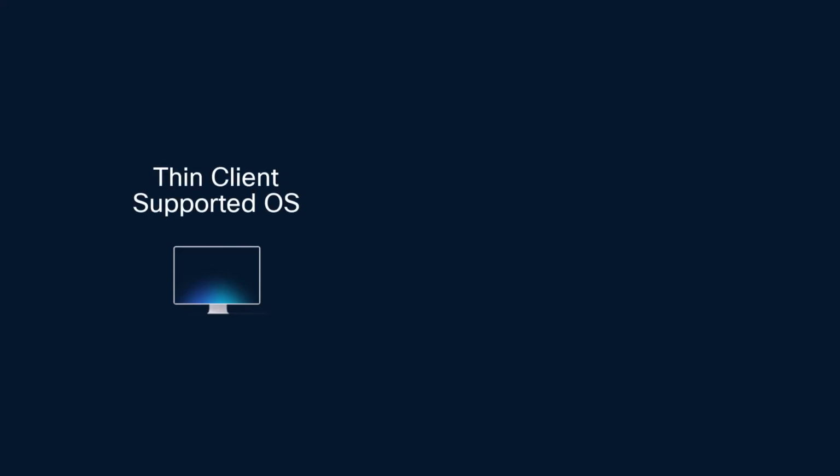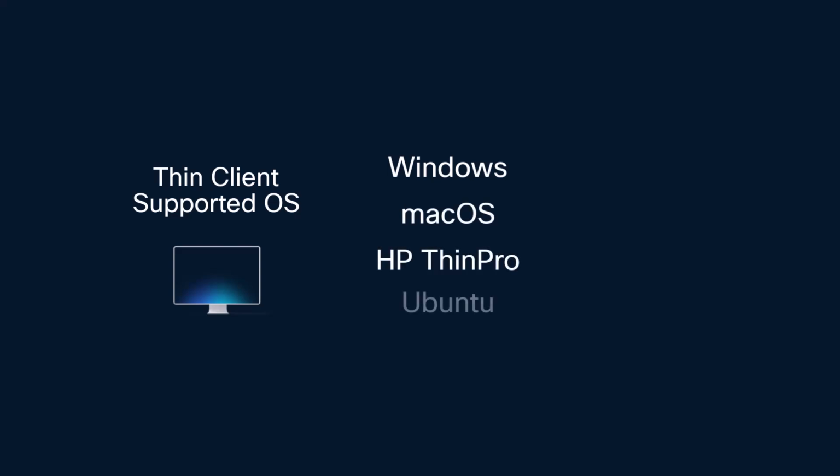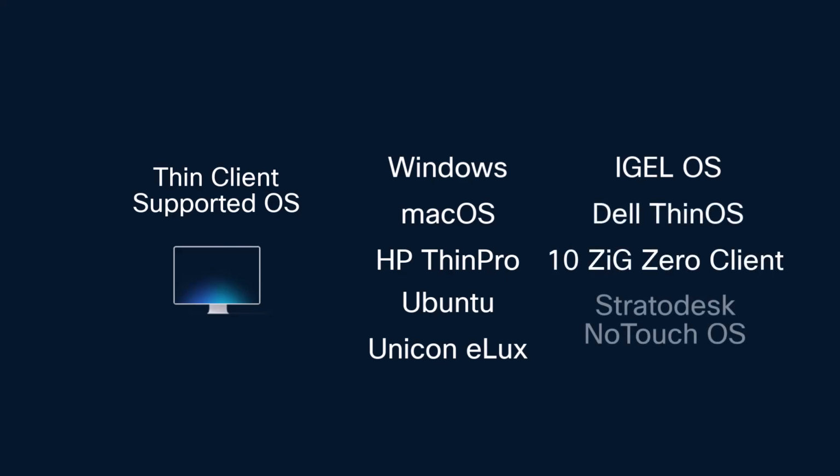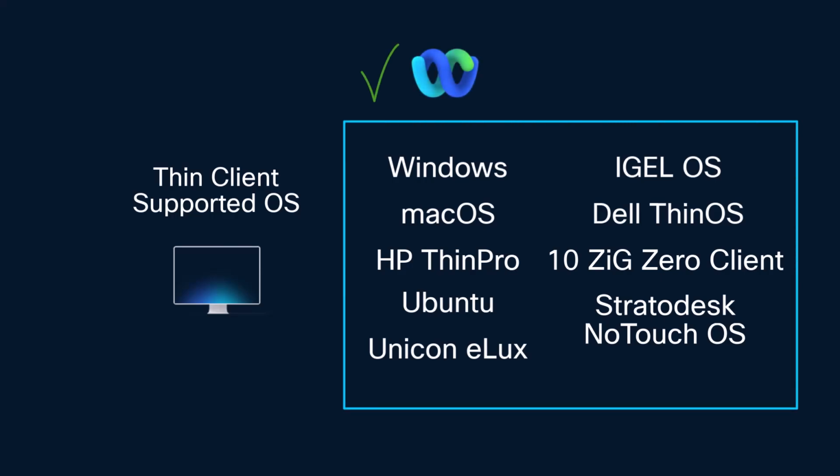The operating systems that we currently support are Windows, Mac OS, HP Thin Pro, Ubuntu, Unicon Elux, iGel OS, Dell Thin OS, 10 gig Zero clients, and Stratadesk No Touch OS. WebEx VDI supports all the operating systems I just mentioned, but JVDI only supports a subset. When determining the client support, it's best to reference the WebEx VDI and JVDI documentation.